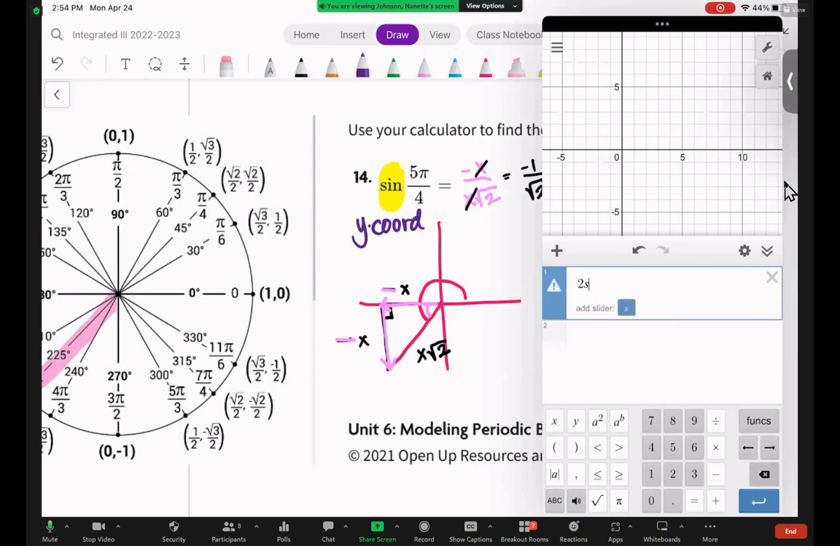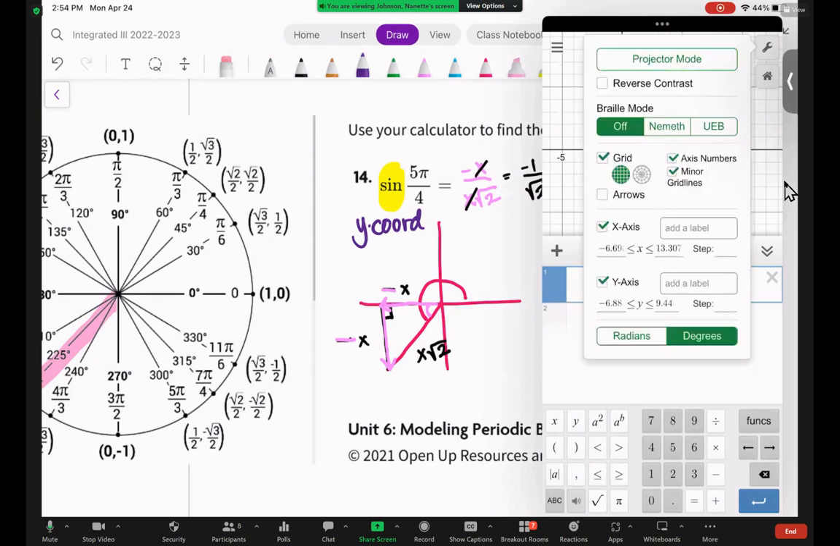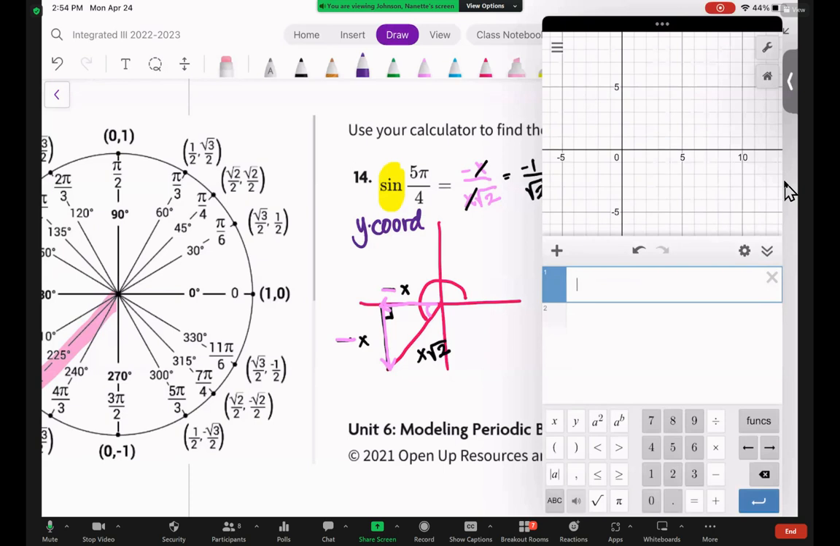You got to make sure that you're in the right mode, in radian mode. So it's asking you to find the sine of, what is it? 5 pi over 4. So 5 pi over 4. And then there's your answer.